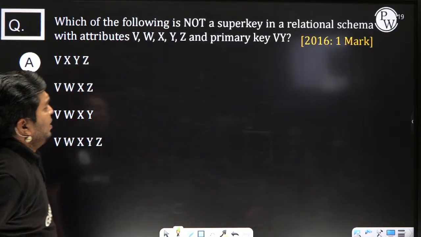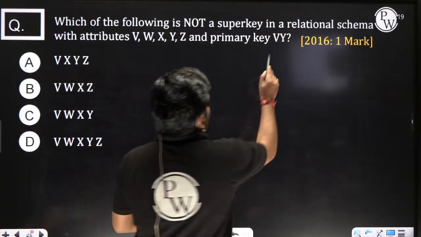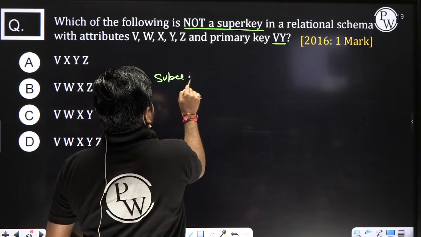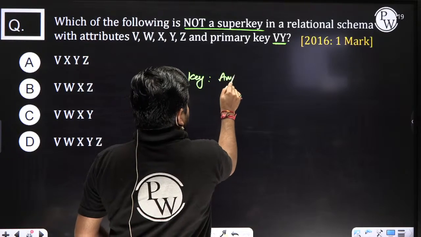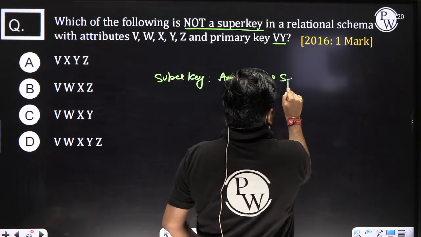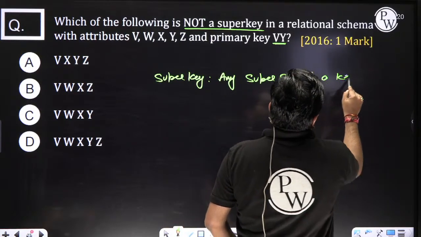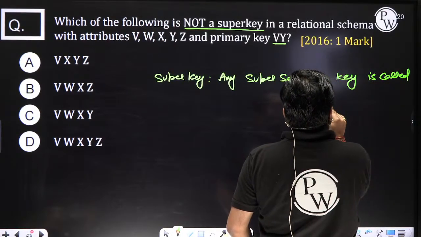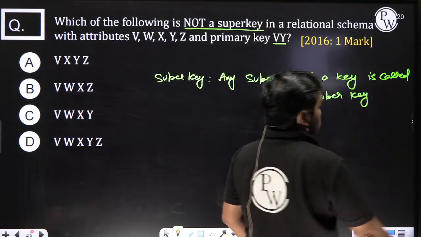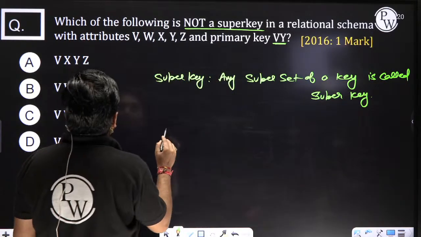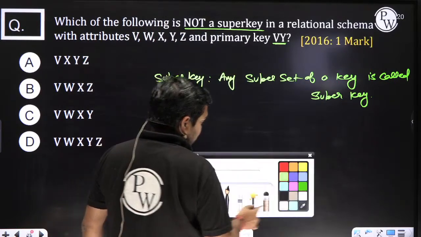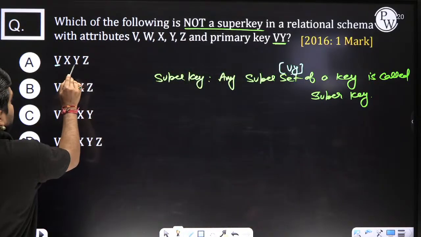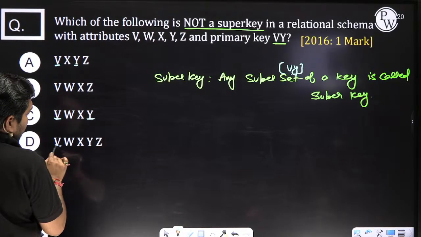Now, here it is asking what a primary key and super key mean. Any superset of a candidate key is called a super key. Clear, bacha? So here in option A, any superset of the set of Y: here Y is present, here VY is present, here VY is present.